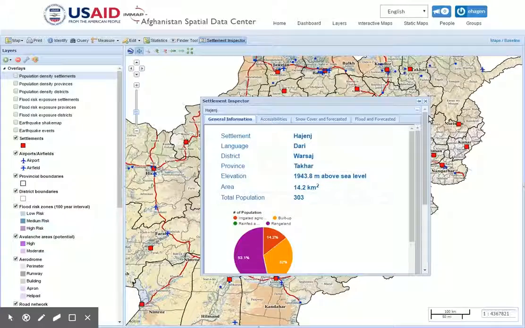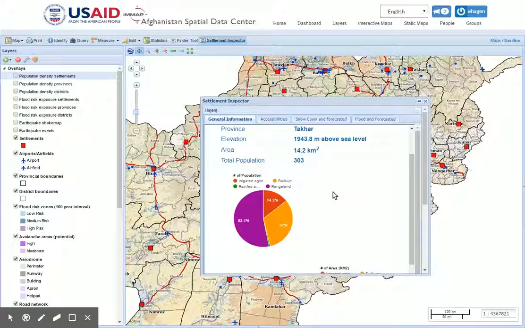And this settlement has the following name. The language mostly spoken is Dari. It's in the Takhar province. And we estimate that the area size is 14 square kilometers. And there's about 303 people living there. Please note that these numbers are modeled.